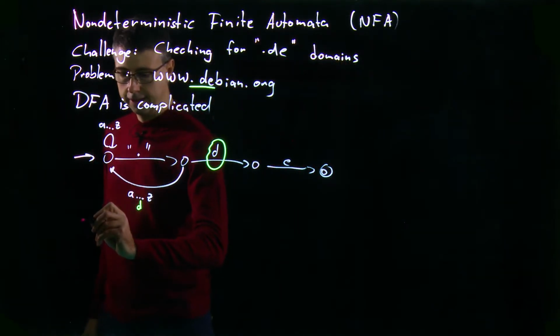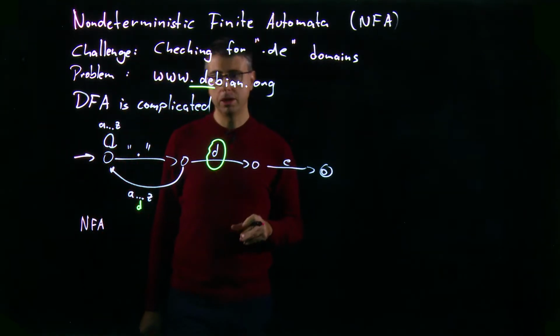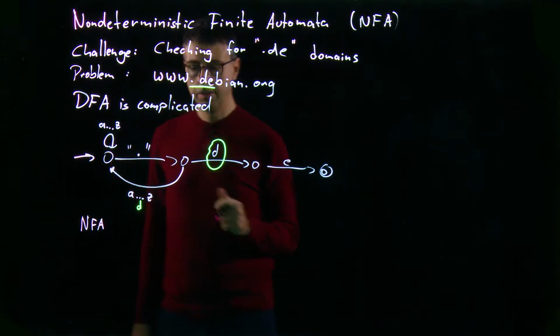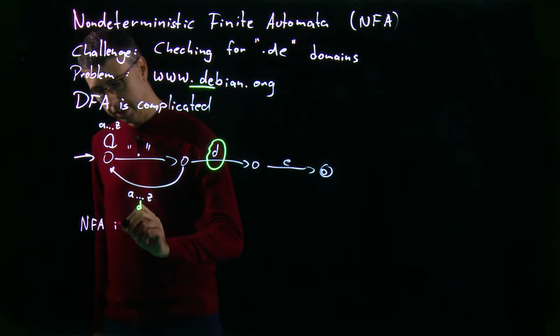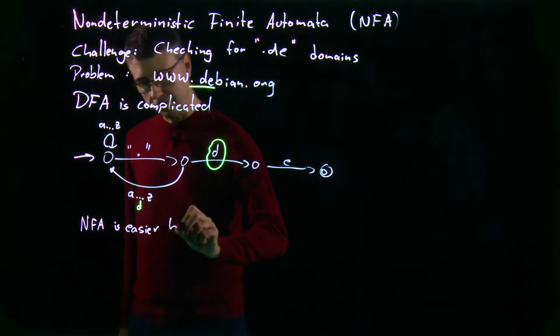So this is an NFA. This is a so-called non-deterministic automaton because it can actually guess. It can go either way. We can go back to the initial state, back to the next state. And this thing is easier because of guessing.